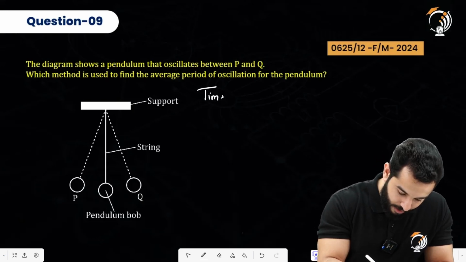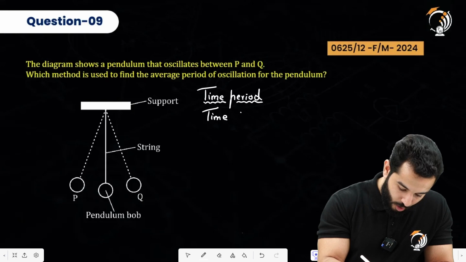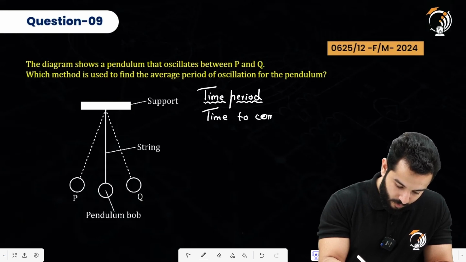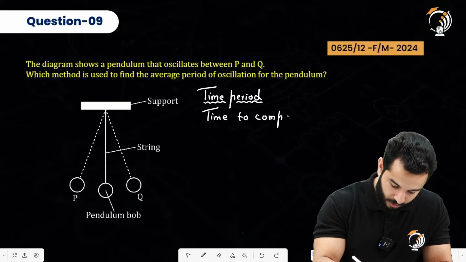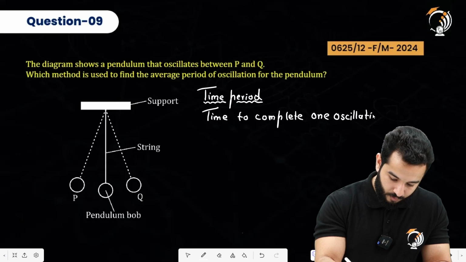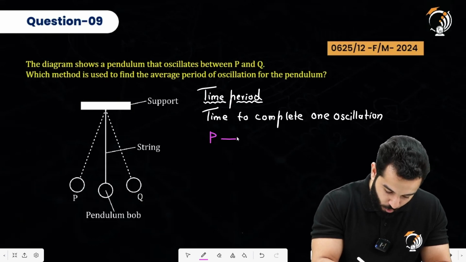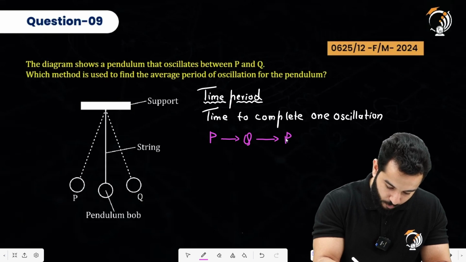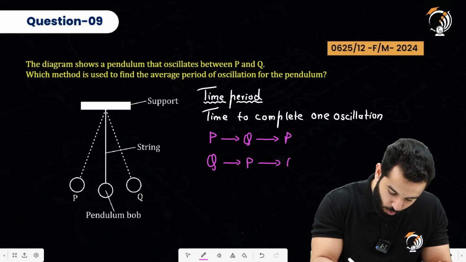When we talk about time period, time period is the time to complete one oscillation. So it could be something like this. That means from P to Q and from Q to P. This could be one answer. Or one answer could be from Q to P and then from P to Q.